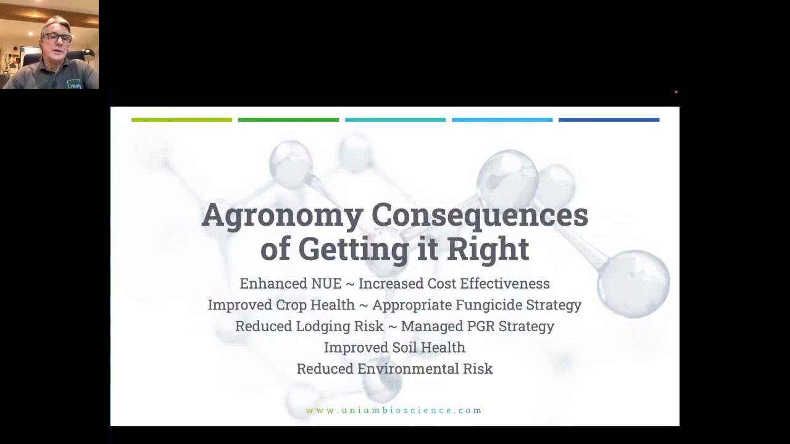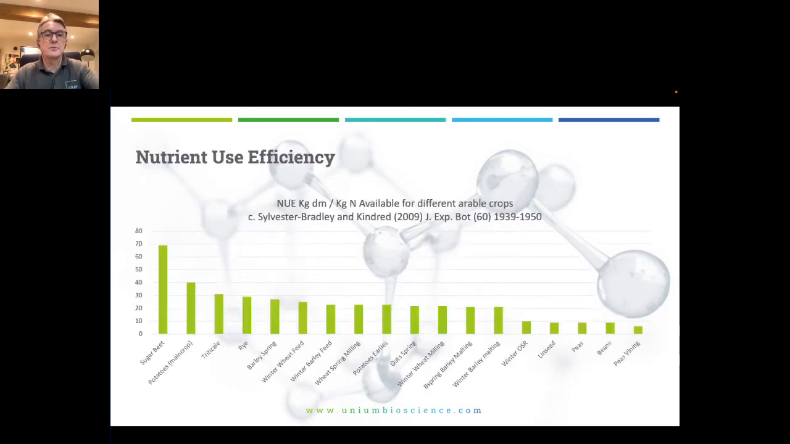So what are the consequences of getting it right? Nitrogen, increased nutrient use efficiency is an increase in cost effectiveness. We can improve crop health using an appropriate fungicide strategy. We can reduce lodging risk with managing any PGR strategy that we're following. We'll improve nutrient soil health, and we reduce the environmental risk of any pollutions that may be a consequence.